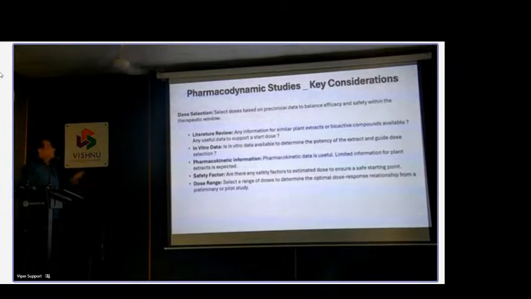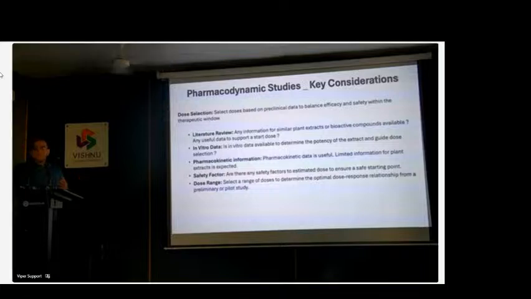The main important point is the dose selection. The selected dose should be based on preclinical data to balance efficacy and safety within the therapeutic window. As I said, you should not be giving a toxic dose. Because your endpoint is only pharmacodynamic activity, you may consider that dose safe, but that may not be true. So you need to establish that therapeutic window.